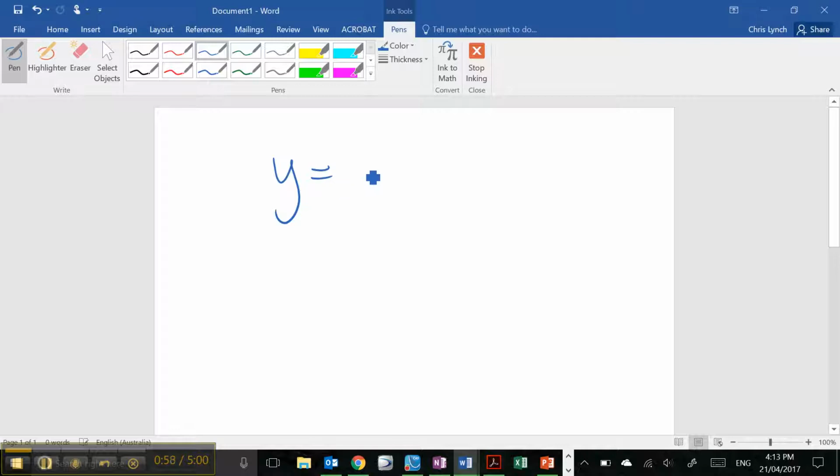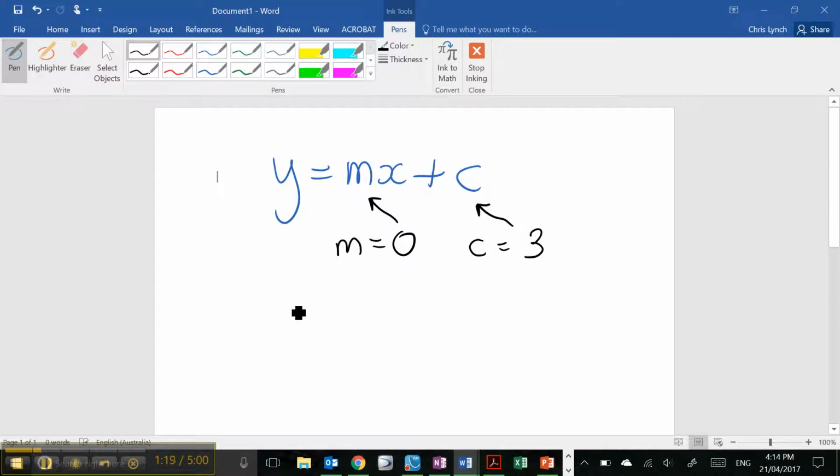Obviously, our original equation, y equals mx plus c, looks like this. If our gradient is, say, 0, and our y-intercept equals 3, if we substitute these values into our equation, it begins to look like this: y equals 0x plus 3. Now mathematically, when we work this out, 0 times x cancels out. So our equation then looks like this: y equals 3.